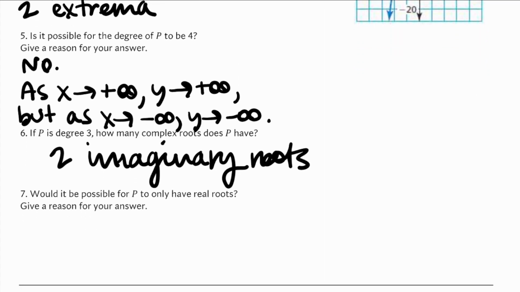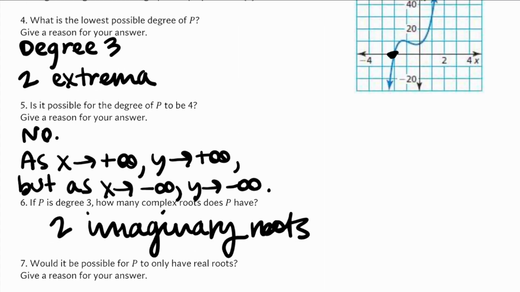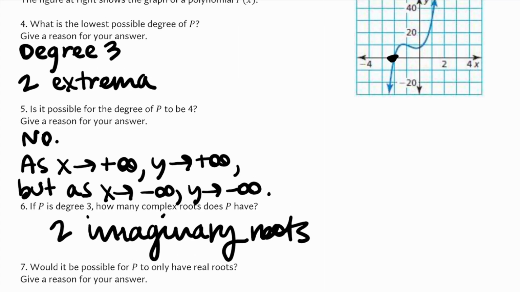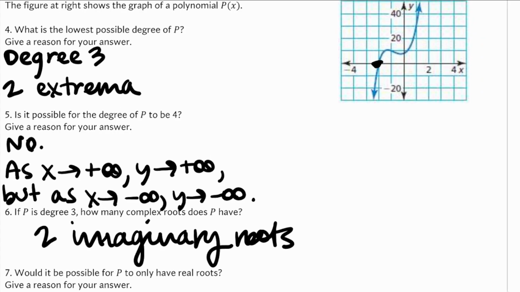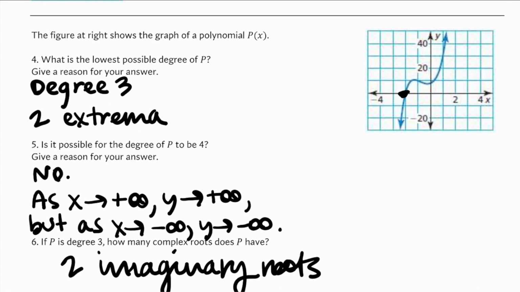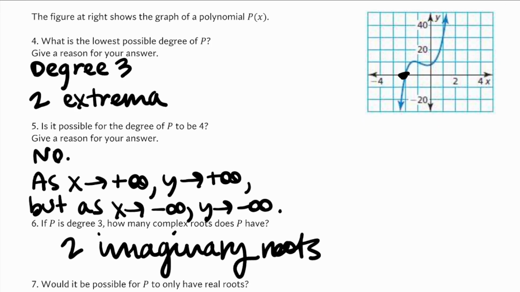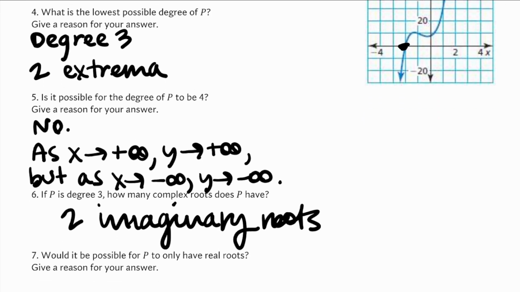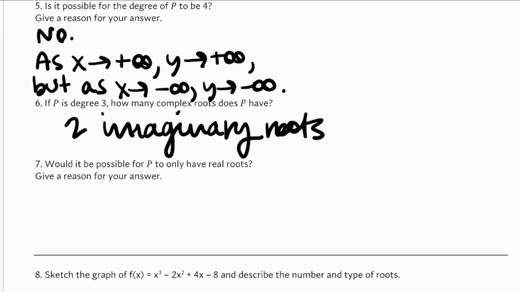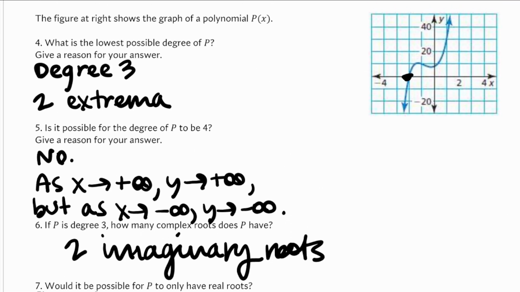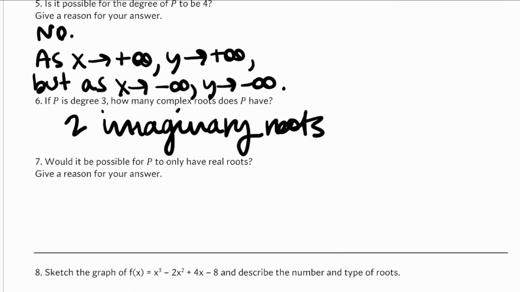Would it be possible for p to only have real roots? Give a reason for my answer. Okay, I don't think so. You can write whatever you want on this. What I'm going to point out is that if it was a triple root, we'd see the graph hesitating as it passed through the x-axis. Okay, but there's only 1 x-intercept, and the degree is at least 3. It's not degree 1 because it's curved, right? It's got these 2 turning around spots. But I'm only seeing 1 x-intercept, so there's got to be imaginary roots. It could be like degree 5 or degree 7, and there's just a whole bunch of imaginary roots that we're not seeing.